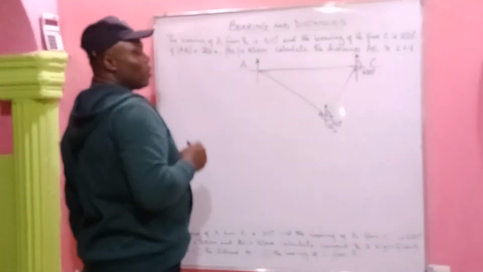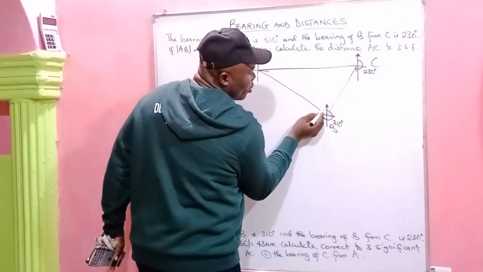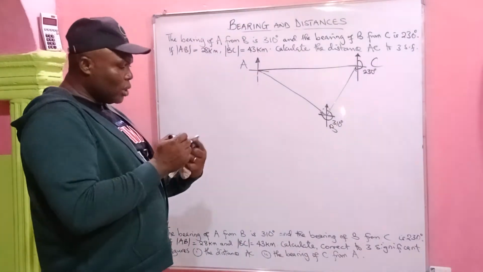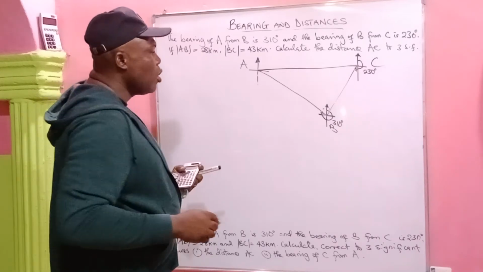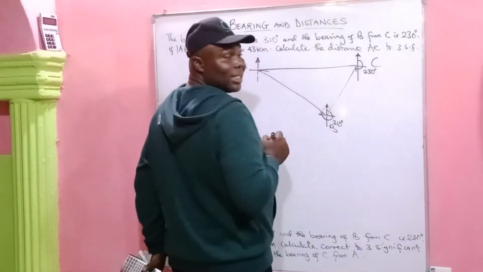Now we need the angles inside. How do we get them? First, we need this angle, and after that, we need this other angle. But they are very simple to define. Now watch and see why. By alternate angle, whatever is here will give you what is here.